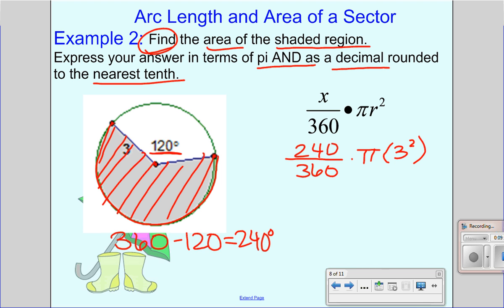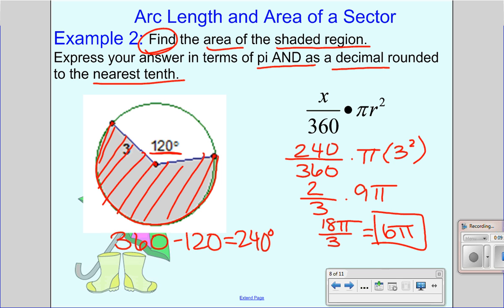If I simplify 240 over 360, again, you can do this in your calculator, I'll get 2/3 times 9 pi, or 18 pi over 3, which is going to simplify to 6 pi. And if you plug that into your calculator, you will get a decimal answer of 18.8. Again, if you are confused at all, please have questions on the side for me. Try stopping this video and re-watching it.